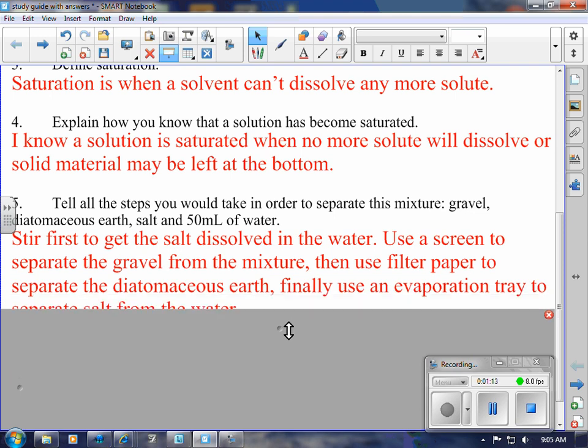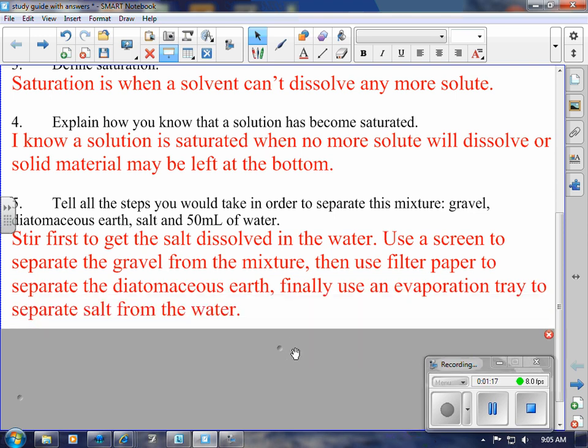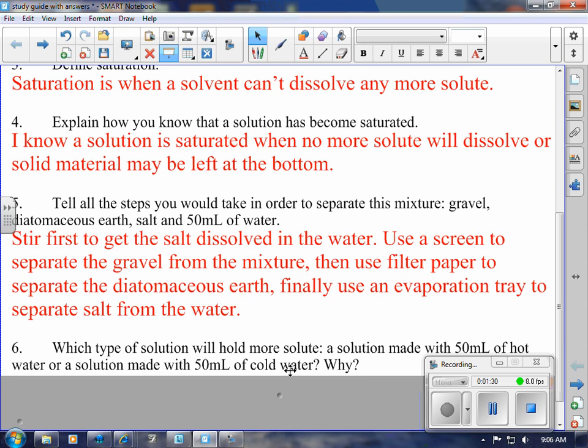In order to separate a mixture of gravel, diatomaceous earth, salt, and water, you would want to get the salt to dissolve in the water, then use the screen to separate the gravel from the mixture, the filter paper to separate the diatomaceous earth or powder from it, and an evaporation tray to let the salt separate from the water. It's one of the things that we did in one of the labs.